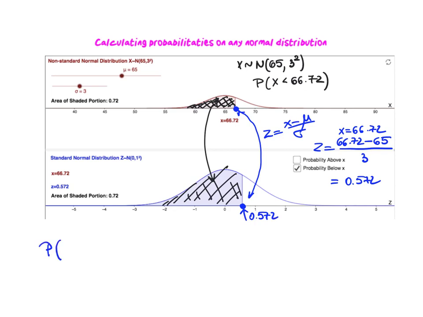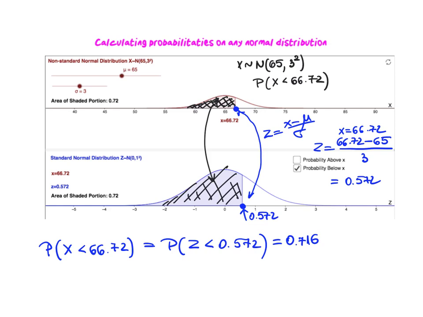Calculating the probability of X smaller than 66.72 is the same as calculating the probability of Z smaller than 0.572. And we saw in the previous movie how we calculate this probability. You can use a table of values or you can use your calculator, and the answer will be 0.716.